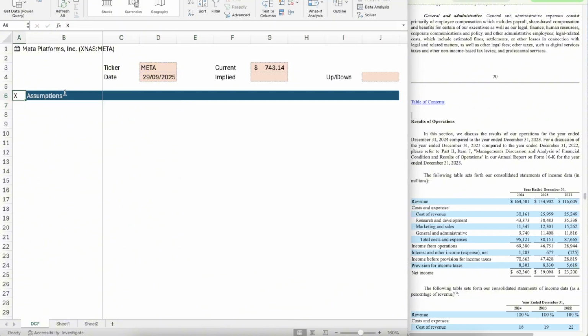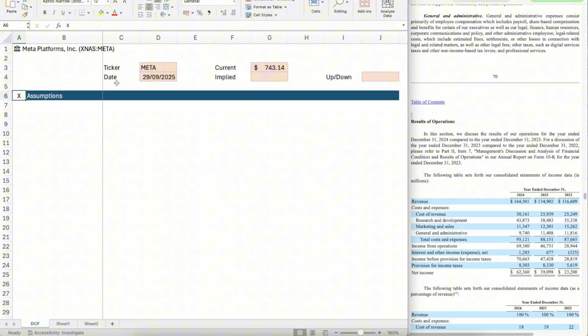Assumptions, just put a little X here so we know it's the start of a new section. Assumptions, what do we want? Segment, switches. And what side is this? You have bear, base, and bull.